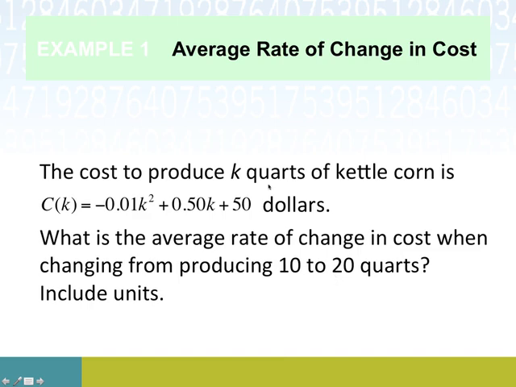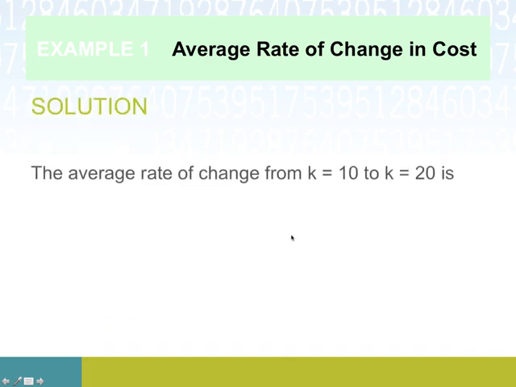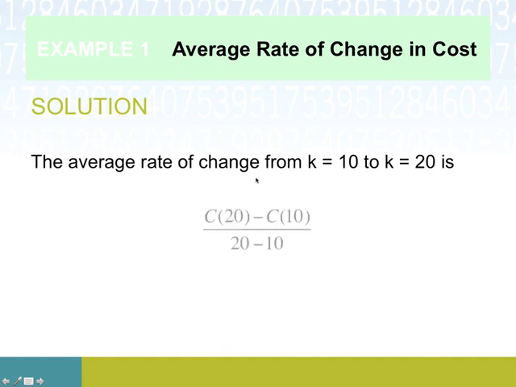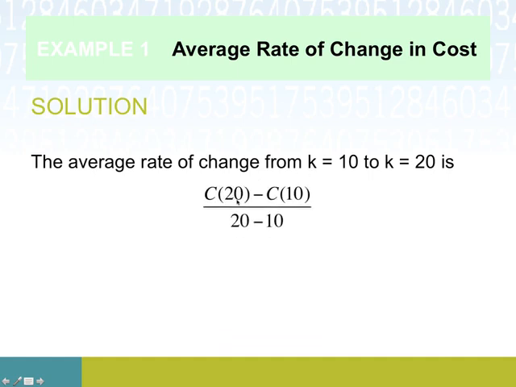Notice that K was in quarts of kettle corn, so we don't have to do any modifications to this. This is just K equals 10 and K equals 20. Okay, so there's that statement. Average rate of change looks like our definition. It was f of b, but our actual function name is c, so we're going to use capital C for cost. We're evaluating it at the end and then subtracting cost at the beginning.